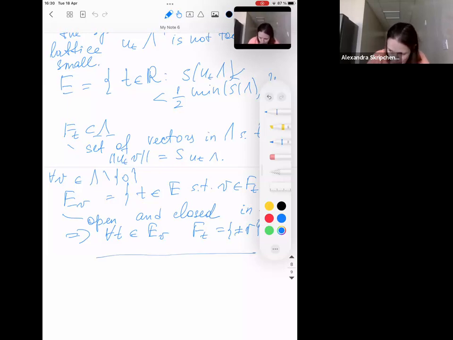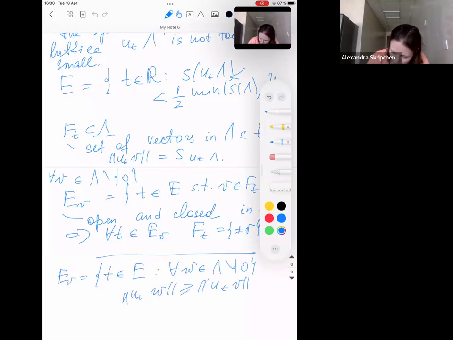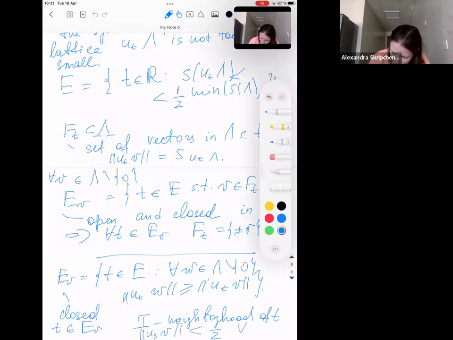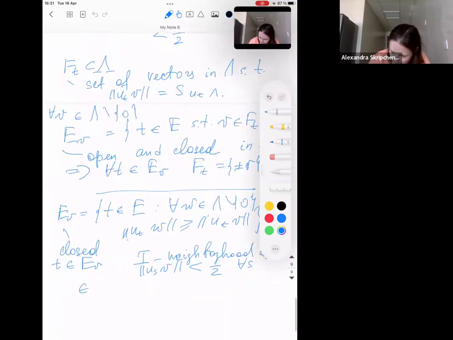So about open and closed, we look at E_V. We say that it's formed by those t such that for any w that is not zero, the norm of u_t w is greater or equal than this one. And so obviously it should be closed. Now, why should it be open? Because we can take t that lives there, and we can consider a neighborhood of this t, such that the norm is smaller than 1/2, where s lives in this neighborhood. So if s lives there, then we claim that F_s should be plus minus v.